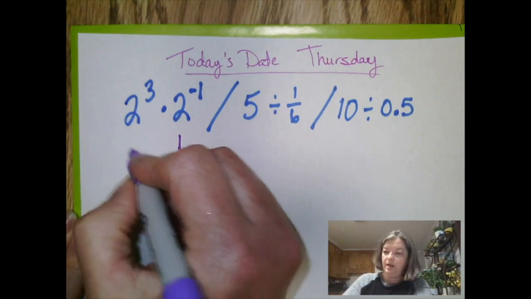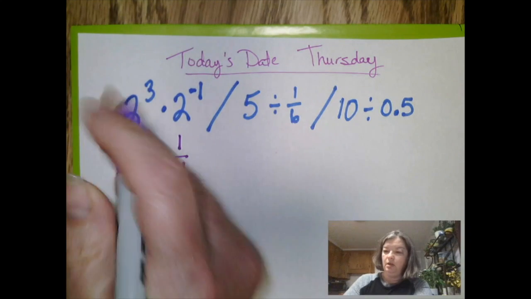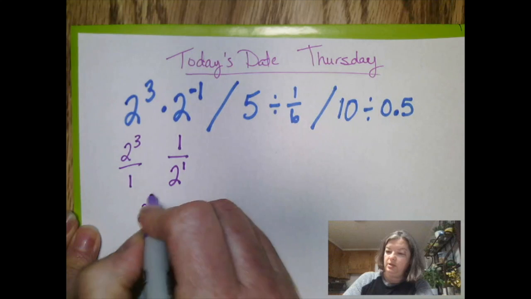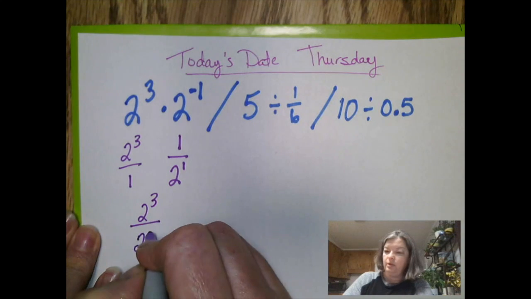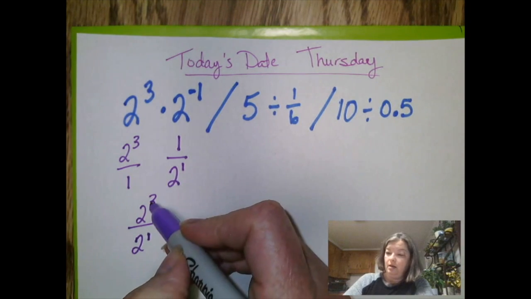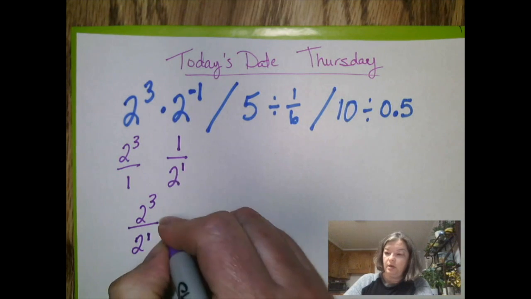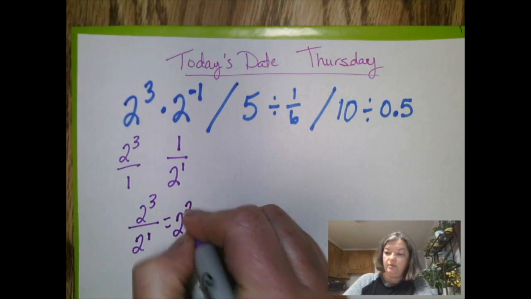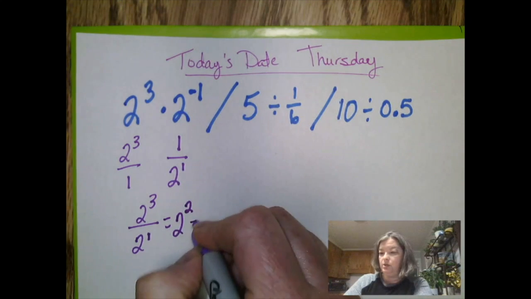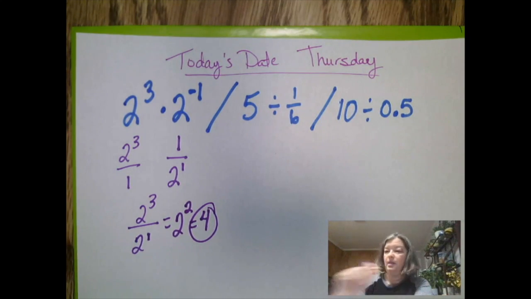So if we wrote that as a fraction, it'd be 2 to the 3rd over 1. We can combine these two, and you get 2 to the 3rd over 2 to the 1st. Now this probably looks familiar to you. Remember how you do this? We have 3 2's up here. We only have 1 2 here. So basically we have just 2 2's. And 2 to the 2nd is 4. So there is our month.